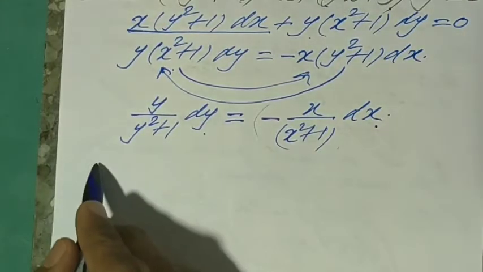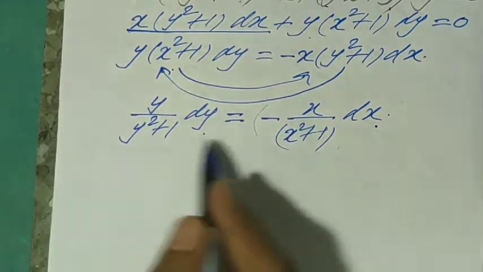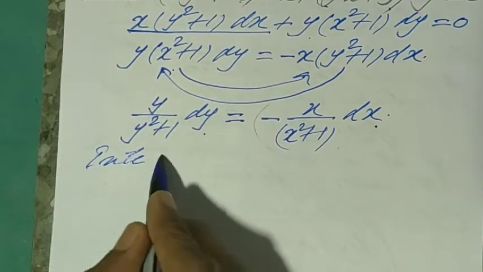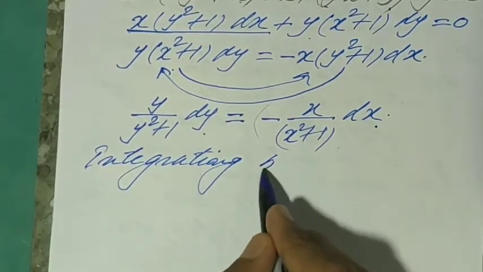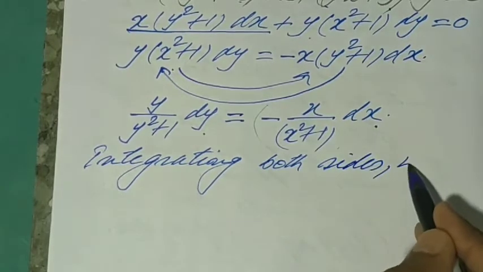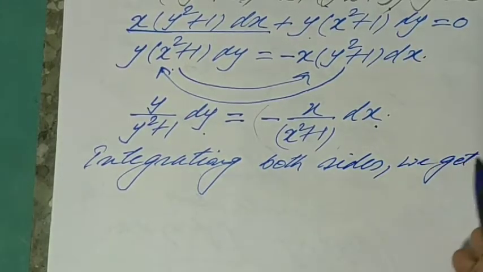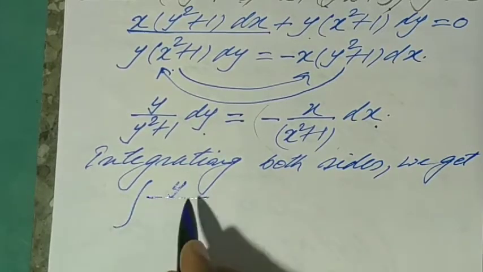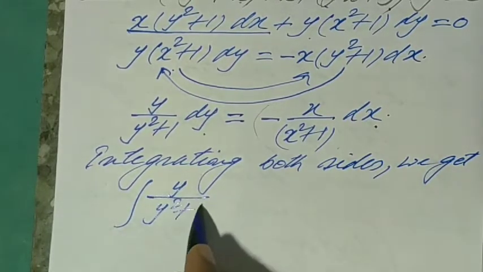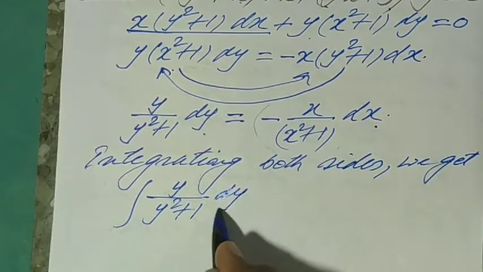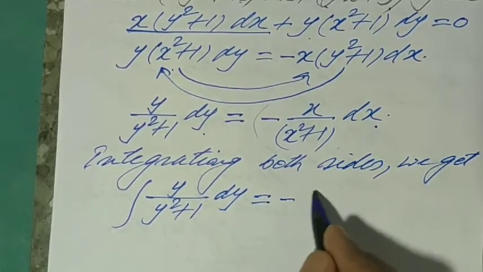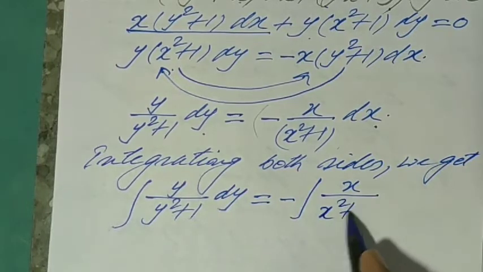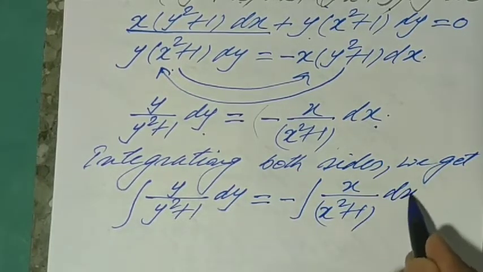After that, in the second step, we need to integrate both sides. So integrating both sides, we get integral y upon y square plus 1 dy is equal to minus integral x upon x square plus 1 dx.